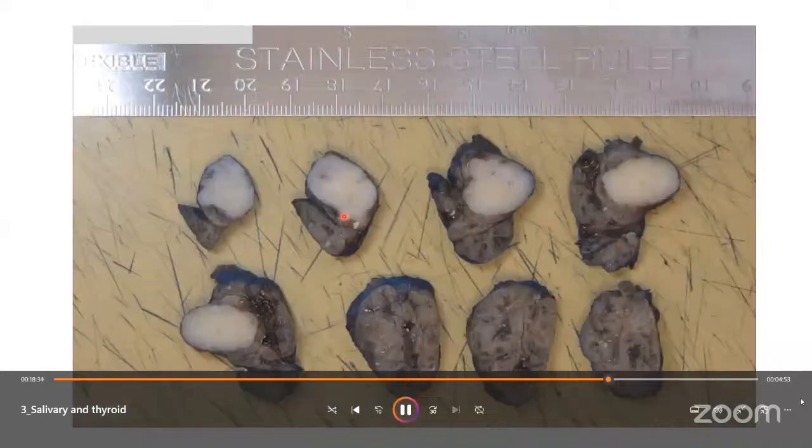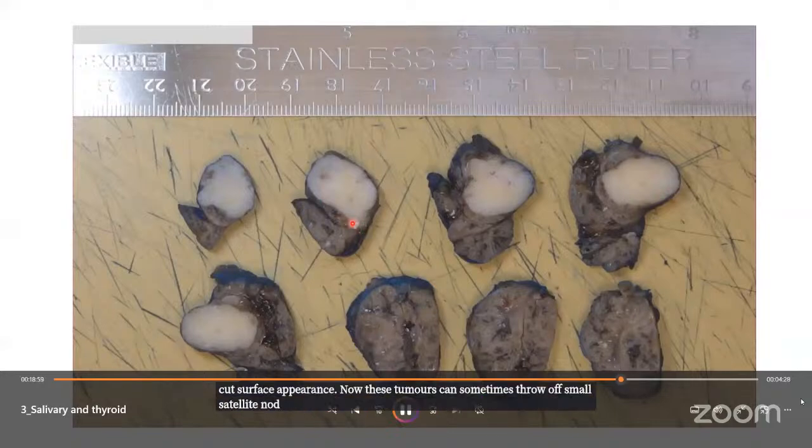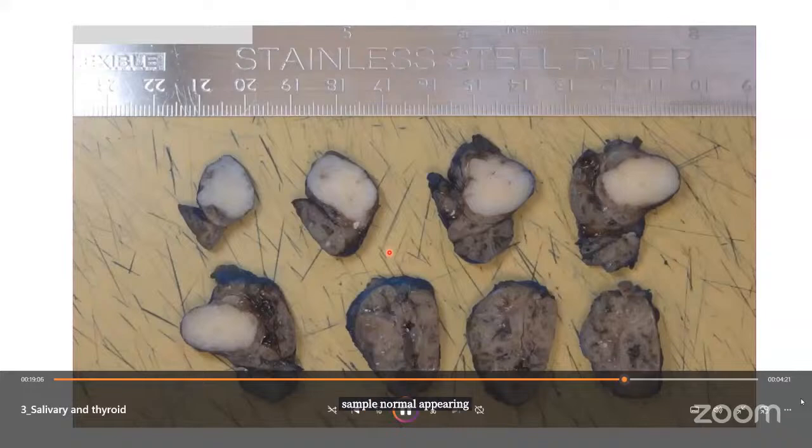So this is the cut surface of the gland, and you can see the typical macroscopic features of a pleomorphic adenoma. It's well circumscribed, it's got evidence of encapsulation, it's got a slightly bossylated, bumpy surface, and this kind of white cream coloured cut surface appearance. Now these tumours can sometimes throw off small satellite nodules adjacent to the main tumour mass, so it's important that you do sample normal appearing tissue adjacent to the main tumour mass.